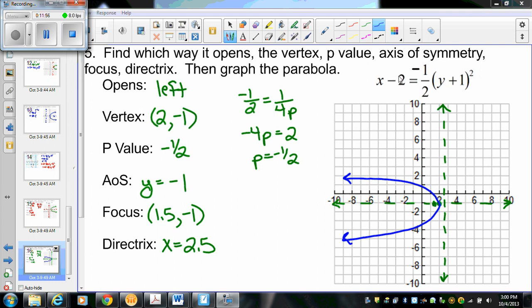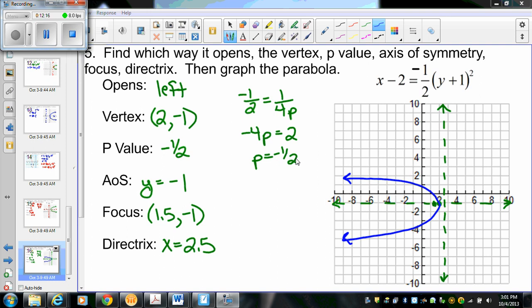Then I found my vertex point. I took the opposite of the x and the opposite of the y, so my vertex is down here at (2, -1). So the third thing I did, I took my fraction of -1/2 and I set it equal to my formula of 1/4p. That gave me a p-value of -1/2.